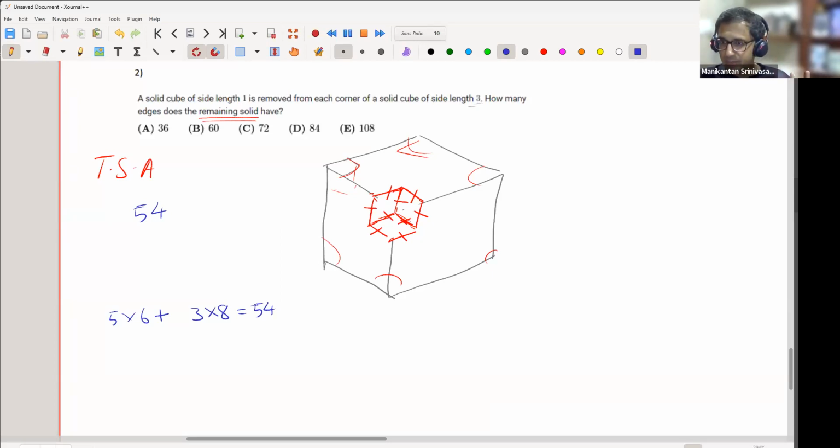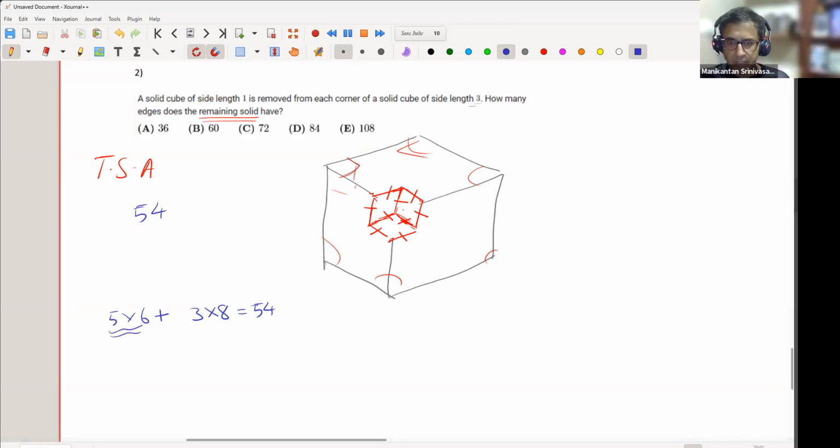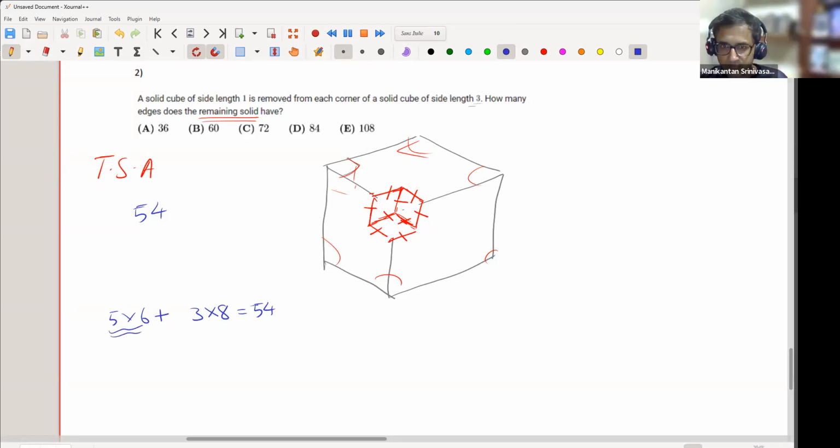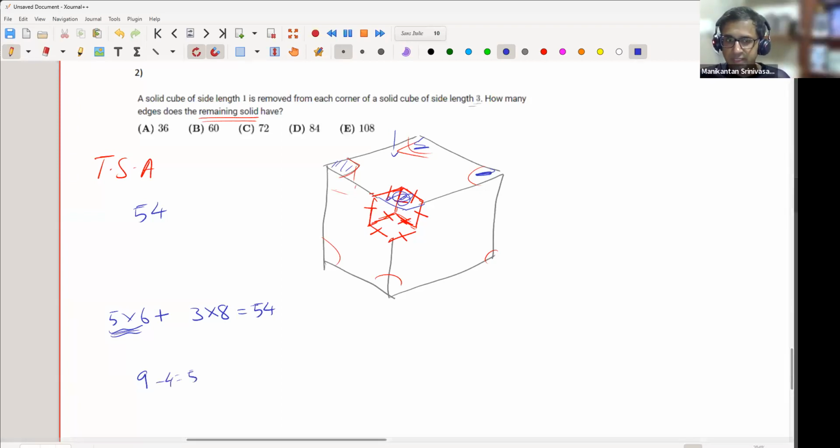First of all, is Apurva's method very clear to everyone? Avinash, you're clear on Apurva's method? So where did the 5 into 6 come from? He's looking at, let's say, the top face. The top face initially had an area of 3 into 3, which is 9. But it lost this and this, which is 4. So 9 minus 4 is 5. And the same happened for each of the 6 faces.